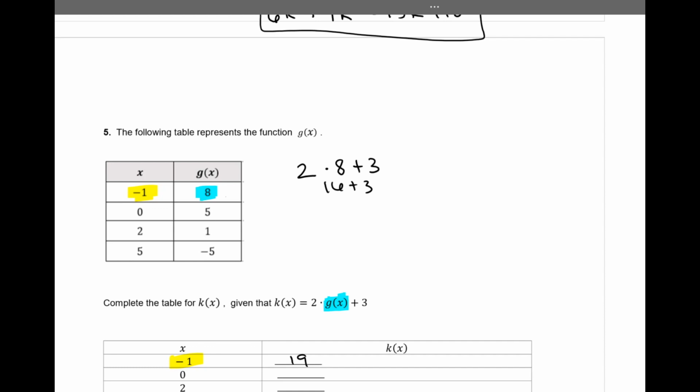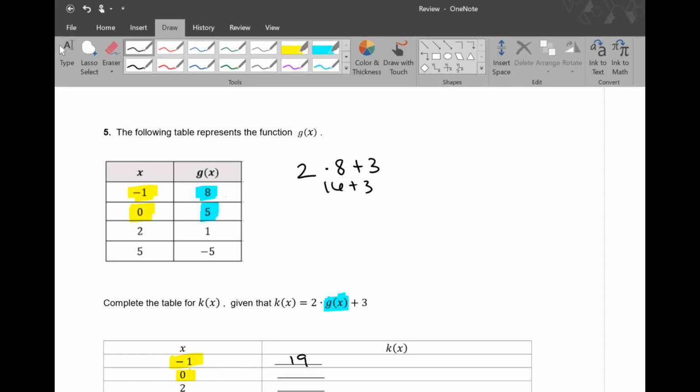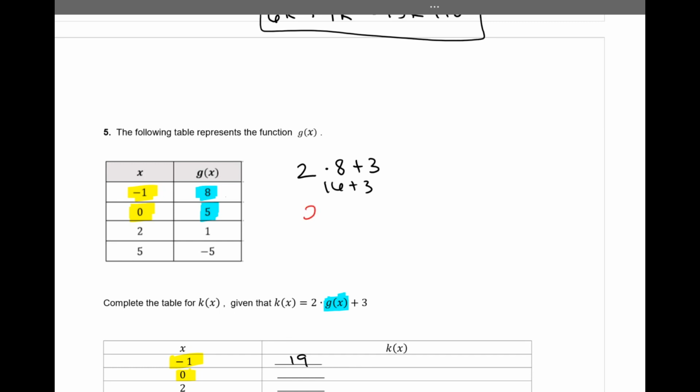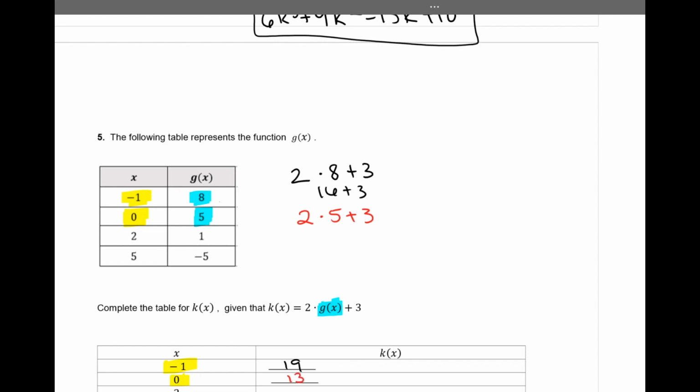I'm going to do one more. So the next one tells us 0. So I'm going to look at 0, and I'm going to match 0 over here. I'm going to take my answer of 0, which is 5, and all I'm going to do is replace it. Let's do this in red. So I take 2, and the answer is 5. So 2 times 5 plus 3. 2 times 5 is 10. 10 plus 3 is 13. Okay, you guys are going to do the rest.